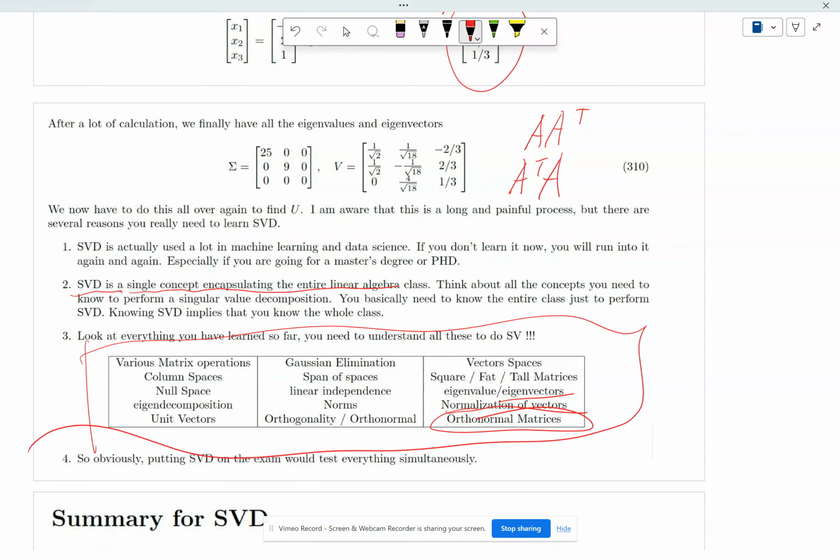You would need to know every concept here, every single concept, in order to really understand singular value decomposition. And therefore, it's a really good way: if you do a couple of singular value decompositions and really look into each step and see all the assumptions underneath, you will realize by now you've learned a lot this semester.